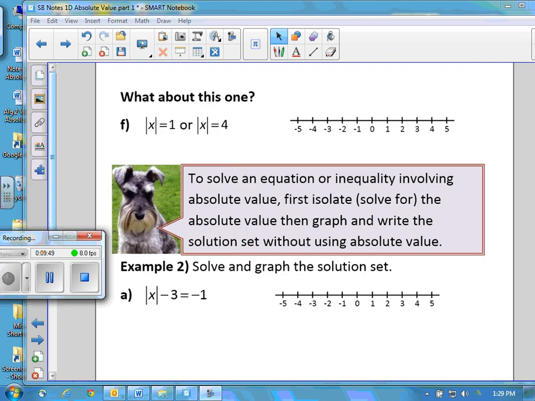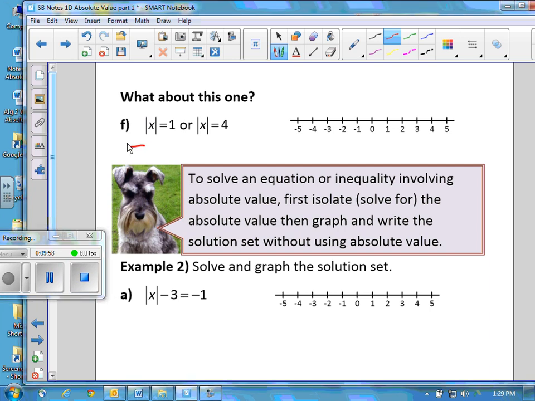So what about this one? We actually have two different pieces that we need to deal with. When we think about the absolute value of x being equal to 1, that's going to give us the points -1 or +1. This point is 1 unit from 0, so is this point. When we look at absolute value of x being equal to 4, that gives us the points -4 or +4. We can be here or we can be here. So to write our solution set for this, we would have to include all 4 points. It would be the points -4, -1, 1, and 4.